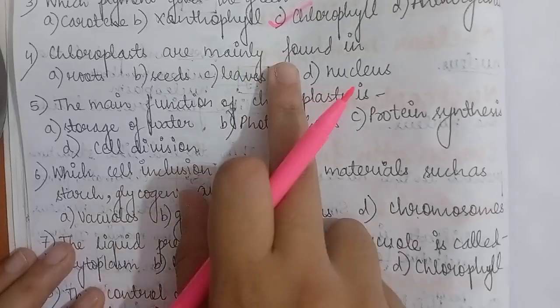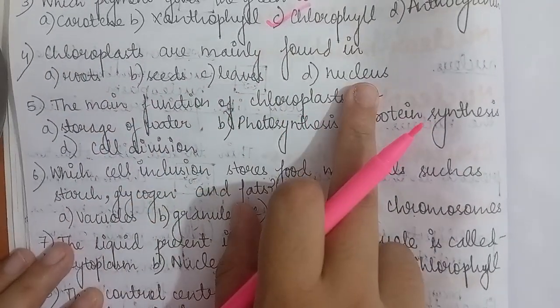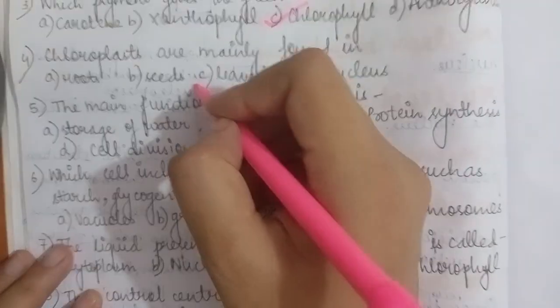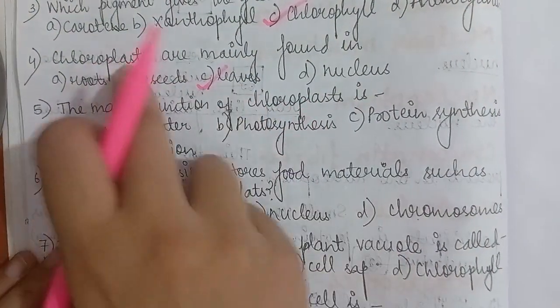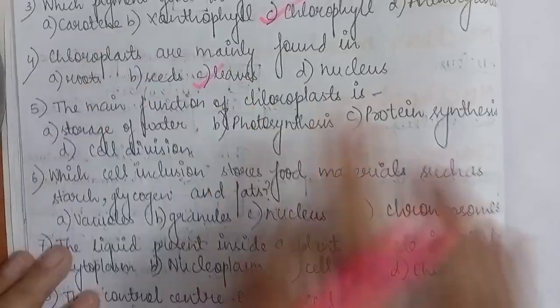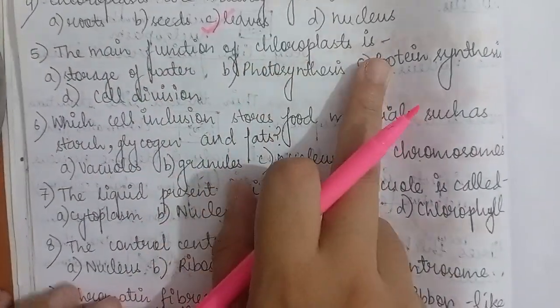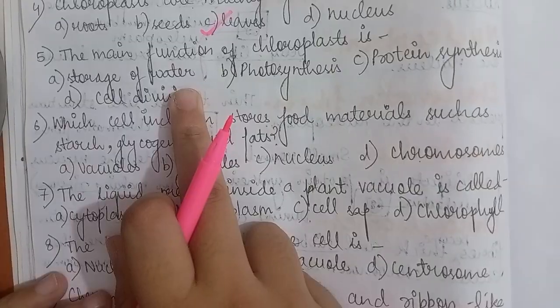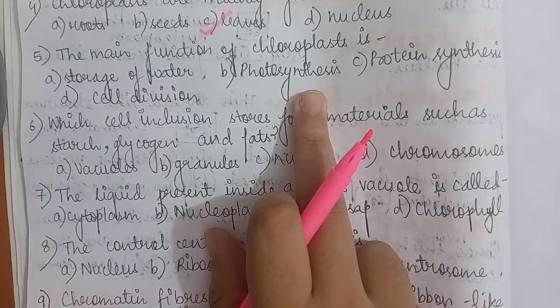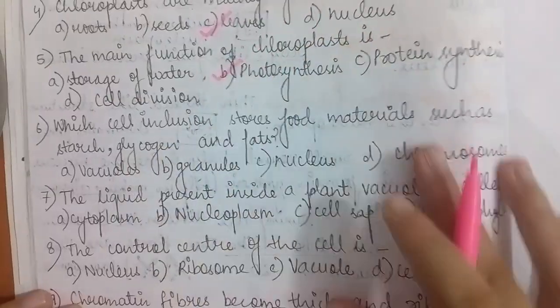Now, chloroplasts are mainly found in roots, seeds, leaves, nucleus. The correct option is leaves. They are mainly found in leaves because they are responsible for food preparation through the process of photosynthesis. Now, the main function of chloroplast is storage of water, no. Photosynthesis, yes. Protein synthesis, no. Cell division, no. Option B is correct.